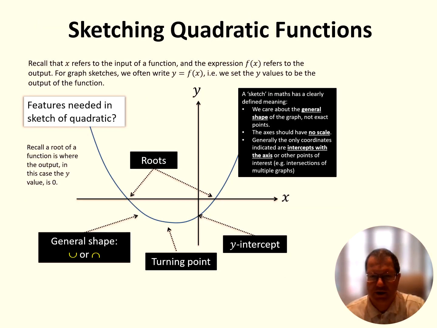Now we're going to have a look at sketching quadratic functions, for which there are some main features that we will need to look out for. Again, the roots. The general shape, will it be a U-type shape or an N-type shape, a smiley face or an unhappy face? The coordinates of the turning point and where it crosses the y-axis. These are the points and the shape that you'll normally be looking for on a sketch.